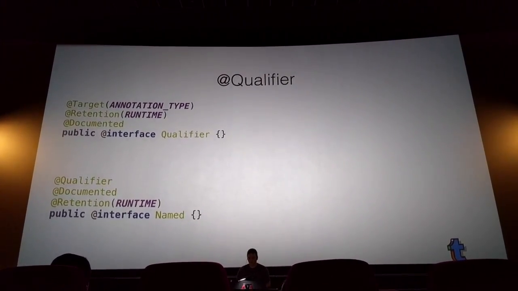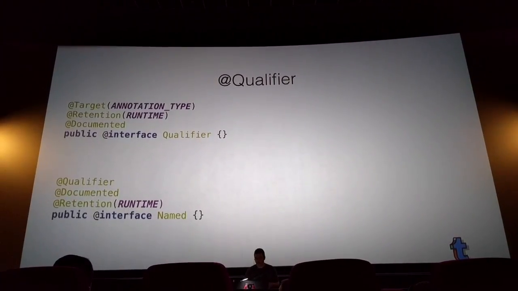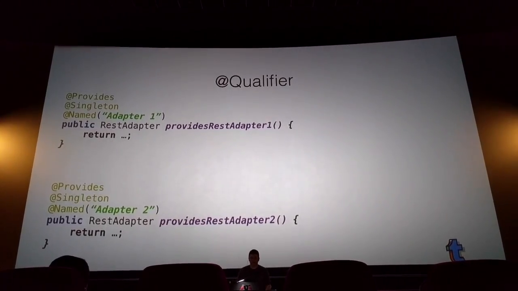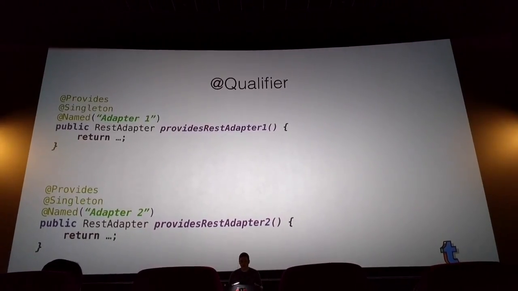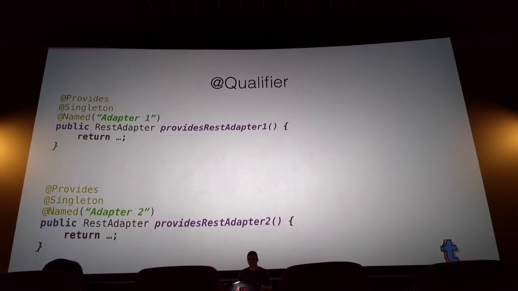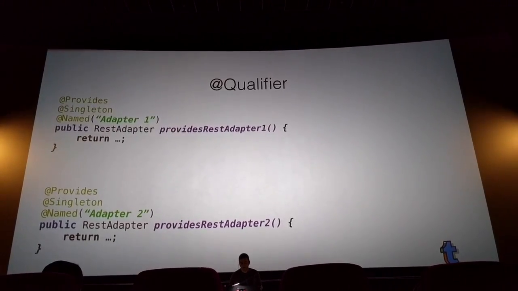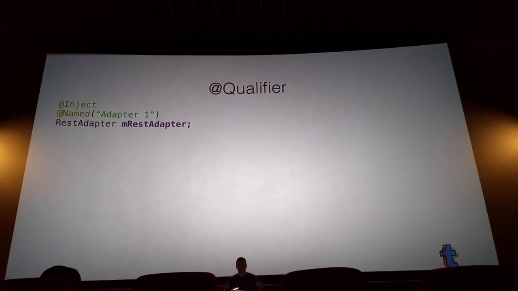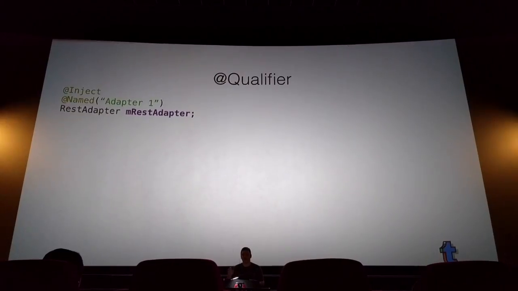So I'll just give you a quick example of the annotation called named, and that lets you distinguish between two provides methods that have the same signature. In this example, there are two provides REST adapter methods, and you can distinguish between them using just a name, basically a string name, like adapter 1. So when you go and inject it, you tell it, I want you to inject a REST adapter here, and the one that's named adapter 1.